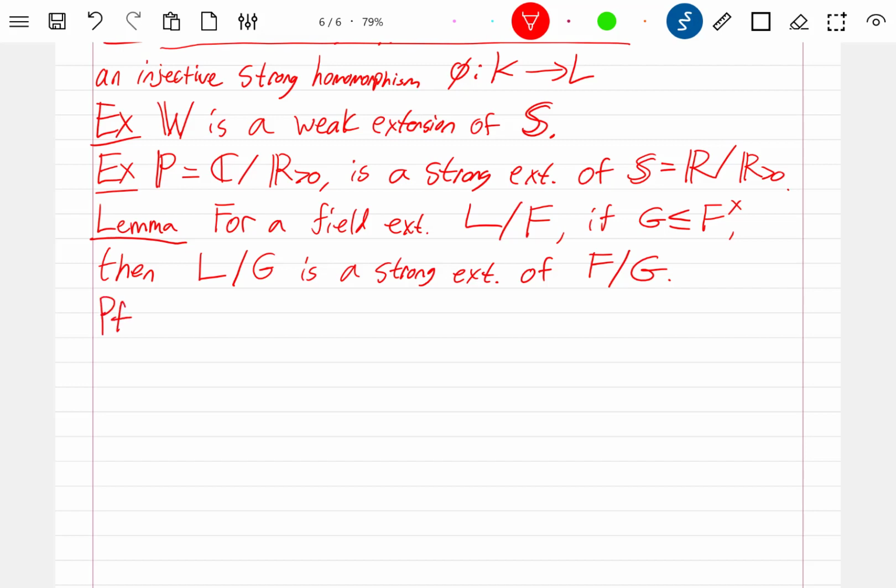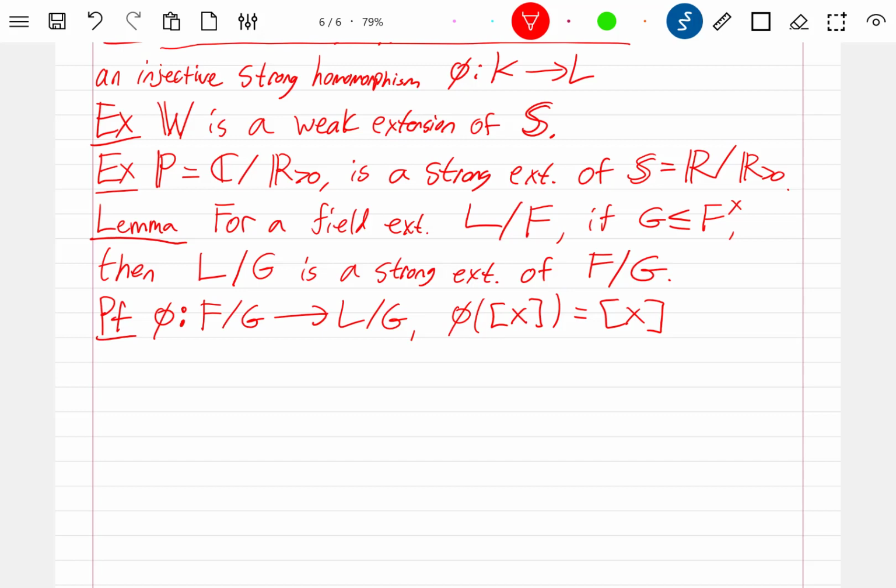So let's prove it. We'll define our strong homomorphism from F mod G into L mod G as follows. Well, if I take the equivalence class of x in F mod G, I'll just take that to be the equivalence class of x in L mod G.